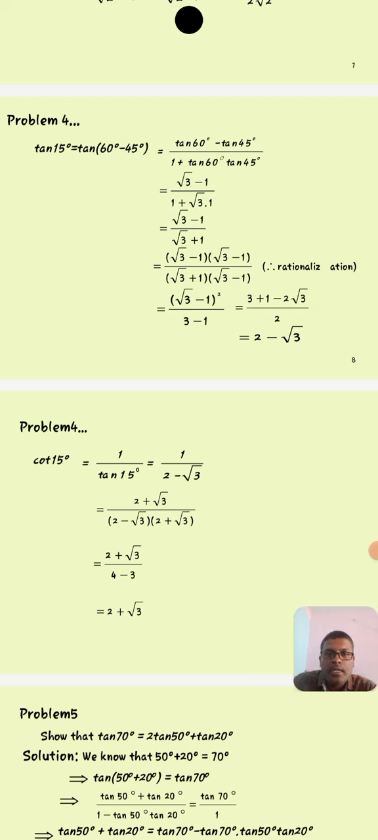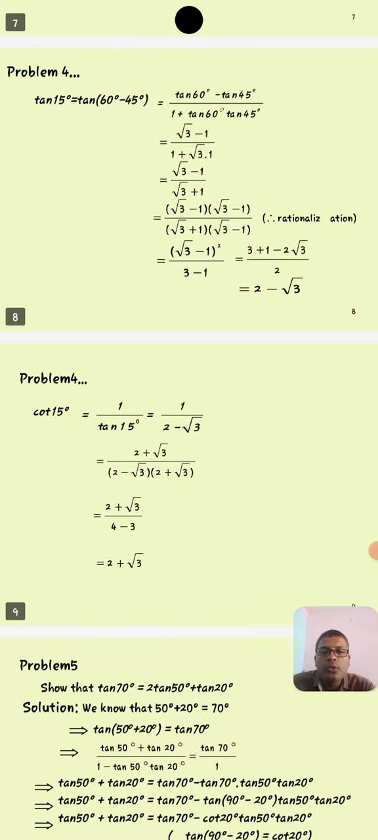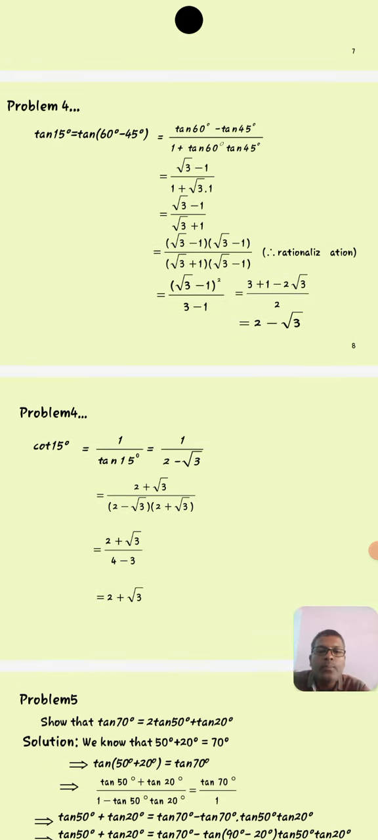Suppose you are not getting the 60 minus 45; we know tan 15 degrees. How to write it? Sin 15 by cos 15 is also possible. What is sin 15 degrees? Root 3 minus 1 by 2 root 2. What is cos 15? Root 3 plus 1 by 2 root 2. In the denominator part, 2 root 2 and 2 root 2 cancel. Then we can do the rationalization. We get the result of tan 15 degrees is also 2 minus root 3. Are you clear? The value of tan 15 degrees is equal to 2 minus root 3.